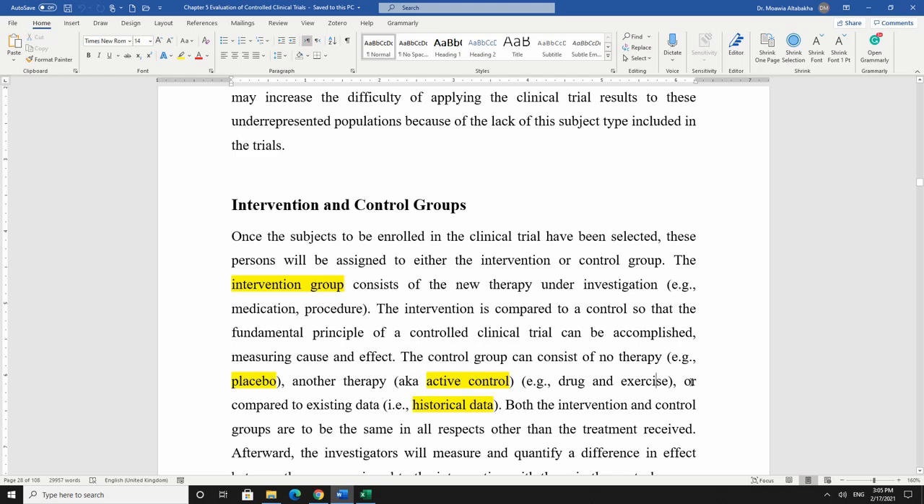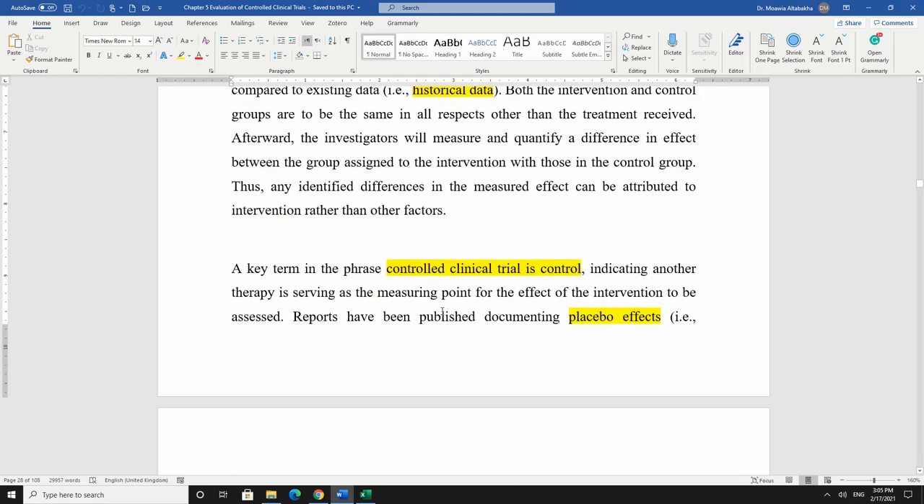Or maybe, and this is in rare cases, instead of having another group of people having the placebo or other medication, you might depend on historical data. Meaning you might go 4 or 5 years back and start collecting data from previous years. This is your control. Okay, this has some advantages and disadvantages, and we will talk about each one of these.